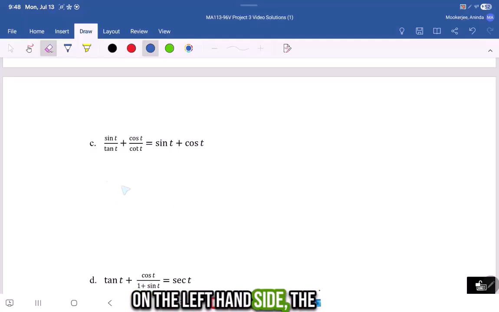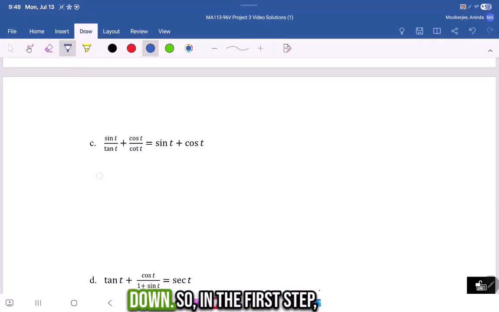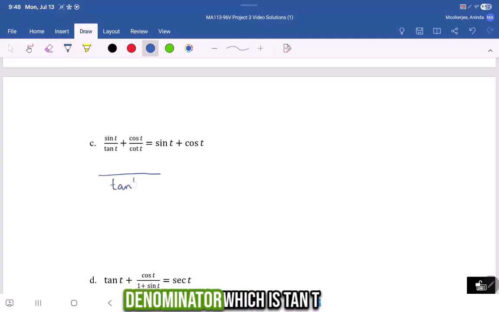So on the left-hand side, the common denominator is tan t cot t. Let's write that down. So in the first step, I'm finding the common denominator, which is tan t cot t.